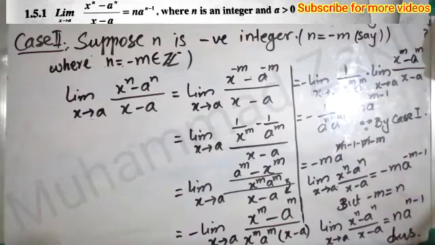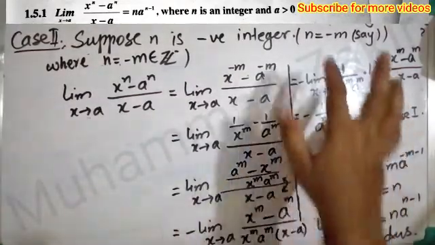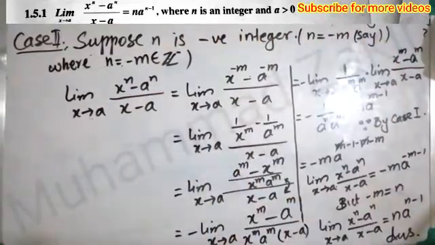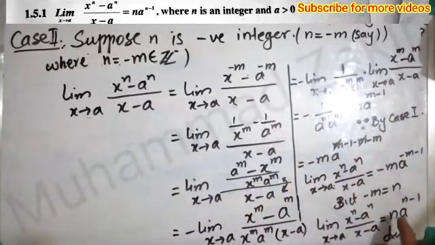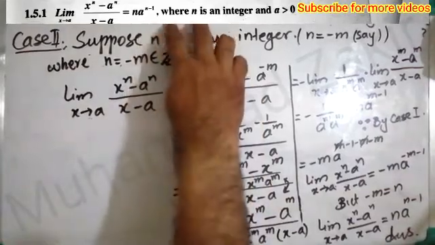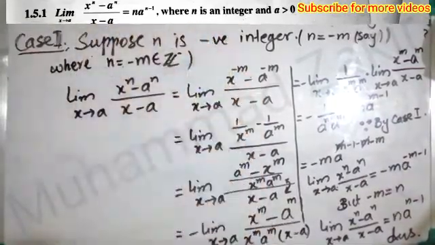This is the answer. So in both cases we can see, students, that when we keep the value of n negative, when it is a negative integer, then n is minus m. By keeping that also and evaluating, we can see easily that the answer is n aⁿ⁻¹. So when n is a positive integer or a negative integer, the answer of this limit is n aⁿ⁻¹.